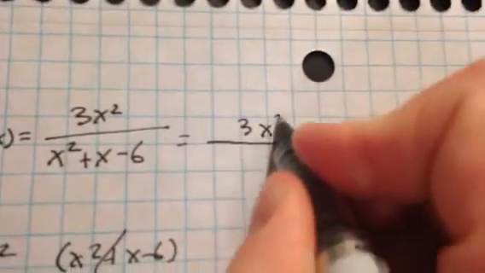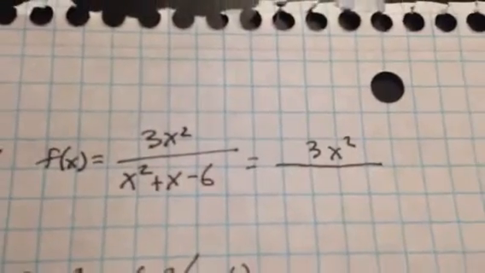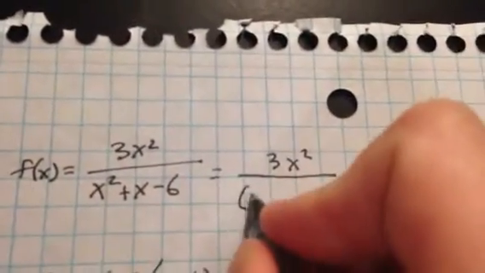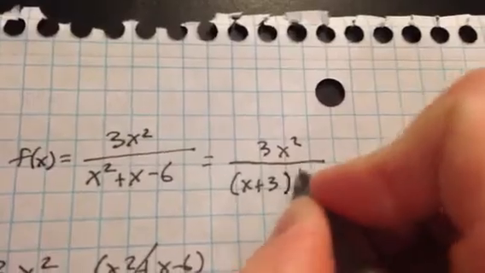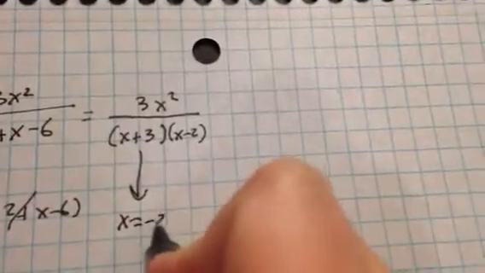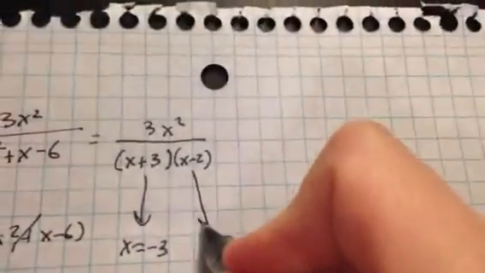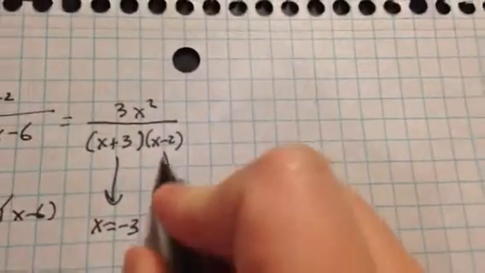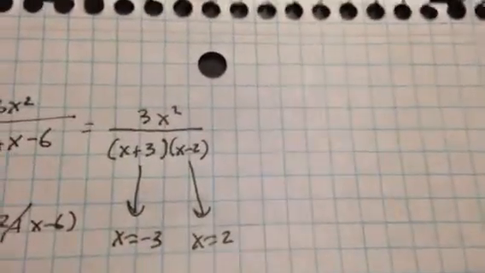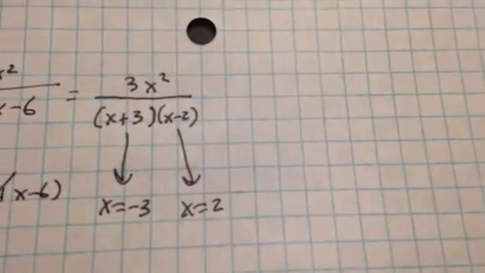To find that, I'm just going to factor the denominator. Factors of negative 6 that add up to positive 1 are x plus 3 and x minus 2. So if x equaled negative 3, that would make this piece equal 0. Or if x equals positive 2, that would make that piece equal 0. So these two places are where we're going to have vertical asymptotes.